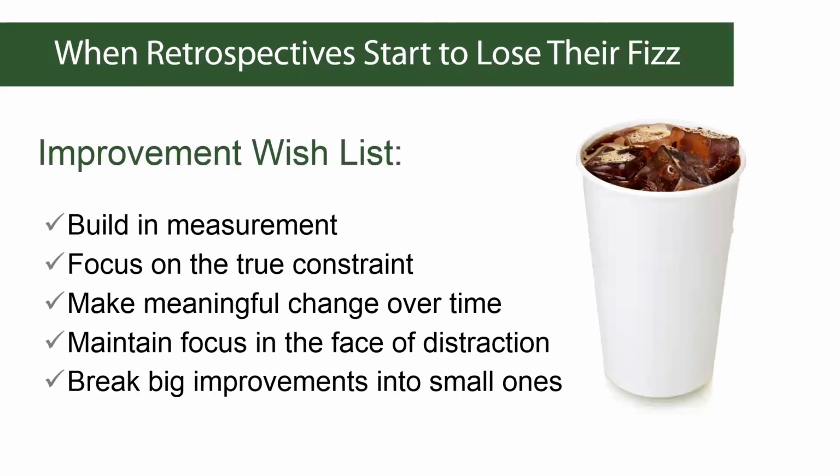So then, where do you go when the retrospectives start to run out of juice, start to lose their fizz? This is the feedback that I often get when people have reached this point. They say, well, we need to be able to not just work on symptoms, we need to be able to work on the true cause. We want to be able to work on making meaningful change over time. Maybe the thing we need to change is bigger than what we can do in just one sprint. We need to break big improvements into small ones. We need to be able to measure whether we're making progress.